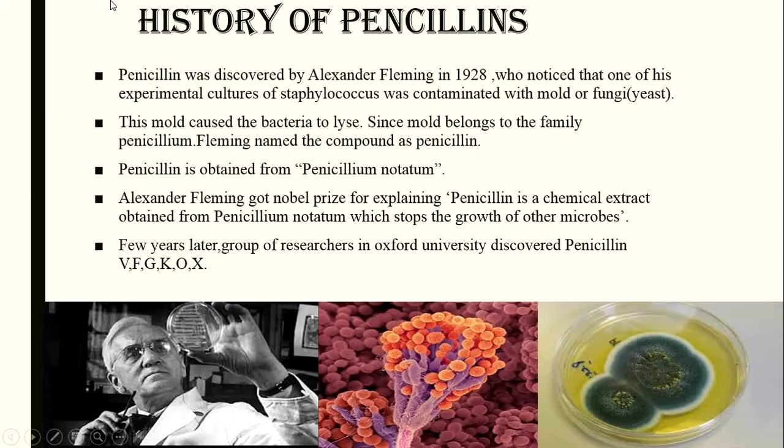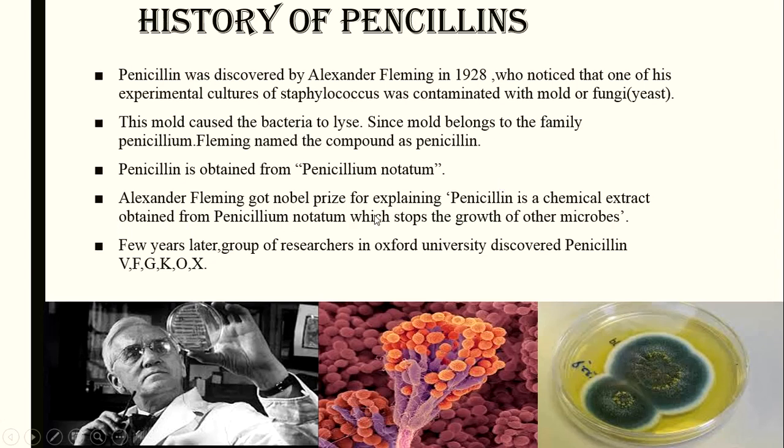Coming to the history of penicillins, penicillin was discovered by Alexander Fleming in 1928. He noticed that one of his experimental cultures of Staphylococcus had been contaminated with mold or fungi. You can also call it yeast. So this mold or fungi was killing the bacteria, causing the bacteria to lyse. Since the mold belongs to the genus Penicillium, Fleming named the compound penicillin. Penicillin is obtained from Penicillium notatum, which is a fungi or mold.